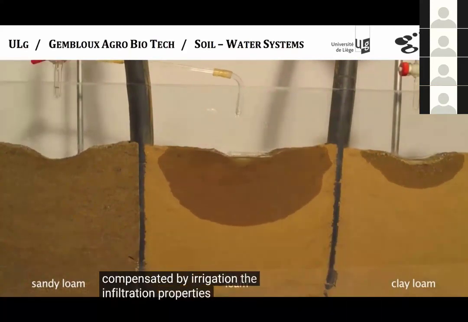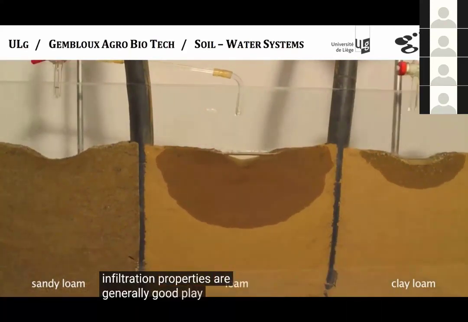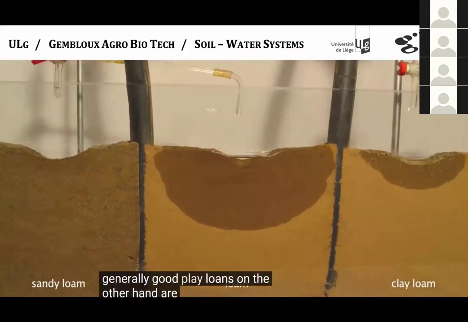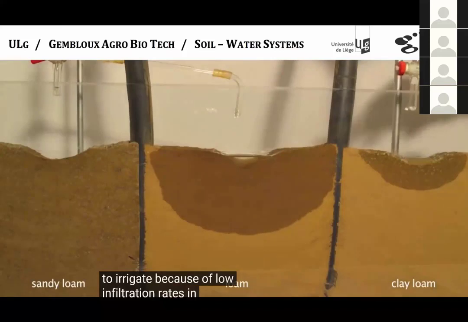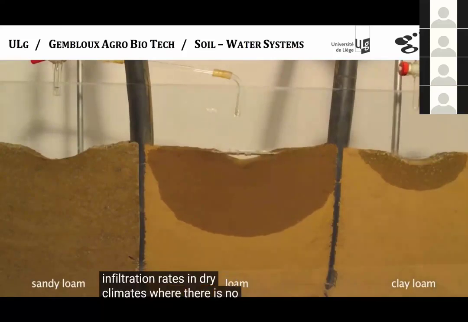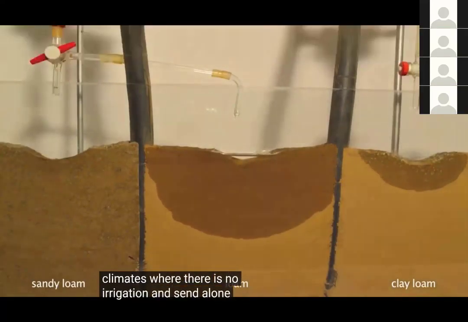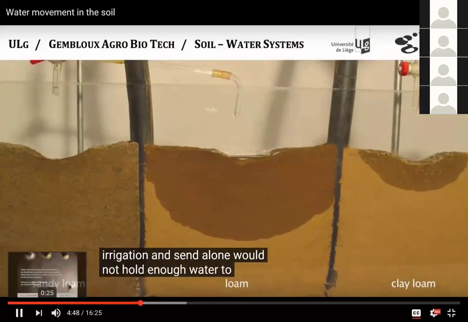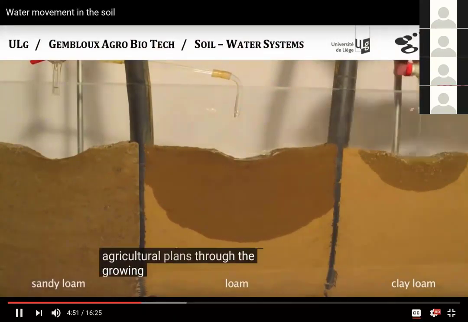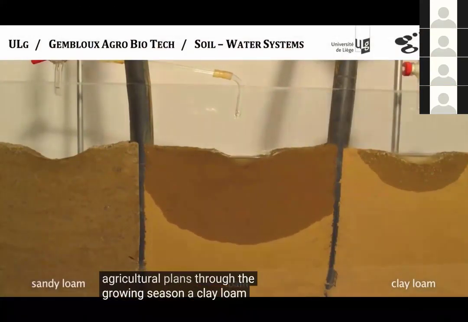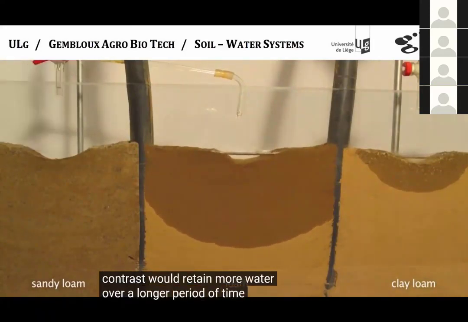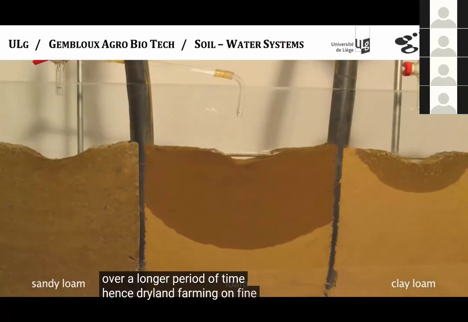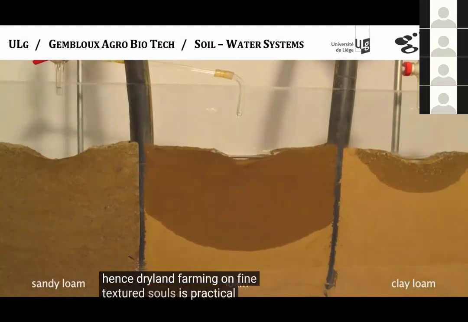The infiltration properties are generally good. Clay loams, on the other hand, are often difficult to irrigate because of low infiltration rates. In dry climates where there is no irrigation, a sandy loam would not hold enough water to carry agricultural plants through the growing season. A clay loam, by contrast, would retain more water over a longer period of time. Hence, dryland farming on fine-textured soils is practical.